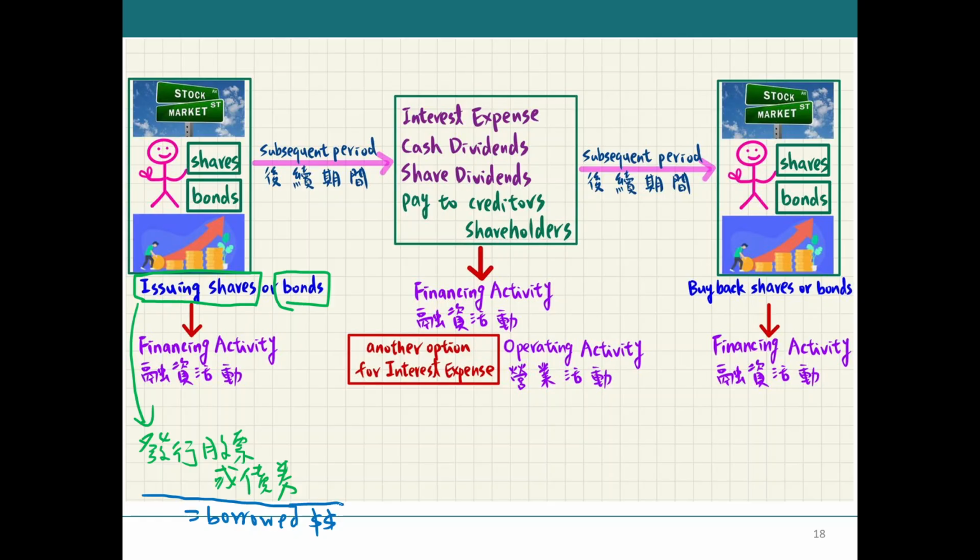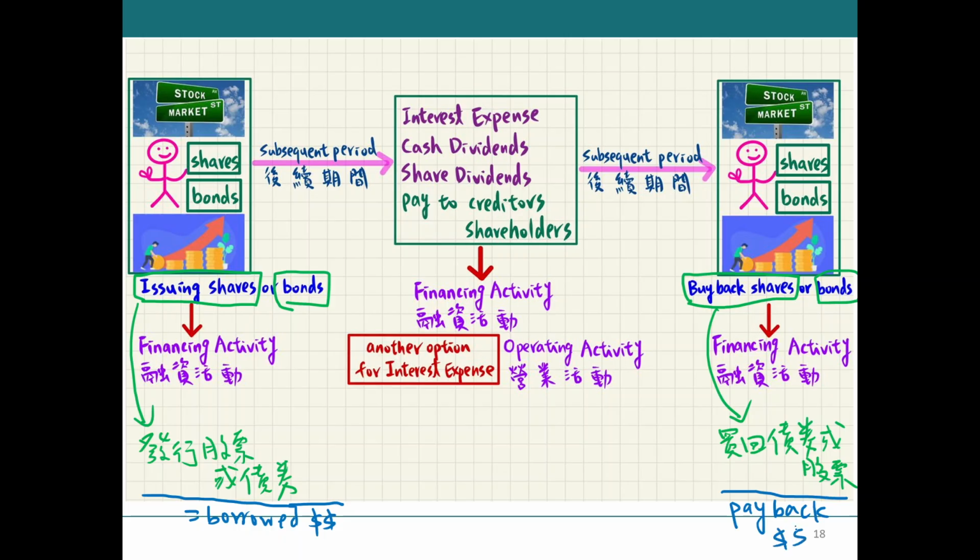Okay. Since you borrow money, don't forget you have to pay back the money, right? So in the end, when you buy back the bond or buy back the shares, 买回债券或股票。Means what? Pay back the money, right? Okay?